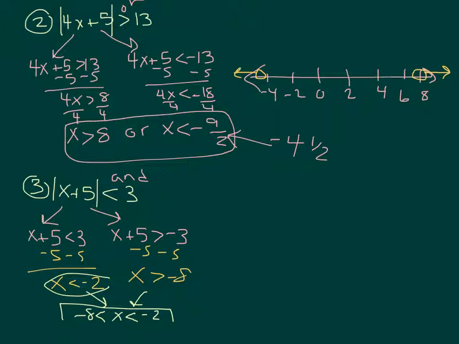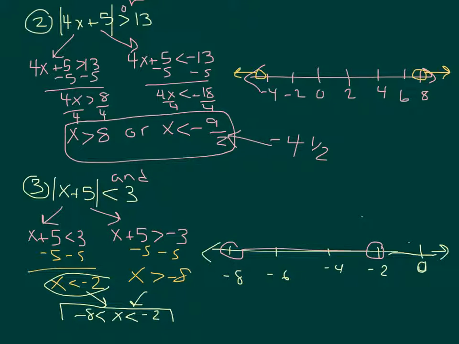Now I just need to graph. I'm going to go by 2s again, put 0 all the way over there, negative 2, negative 4, negative 6, and negative 8. So now I need to graph this one. Remember that this type of inequality, oops, I made a mistake. This type of inequality is going to be shaded in between the negative 8 and the negative 2. So then I'm going to make it look like that.